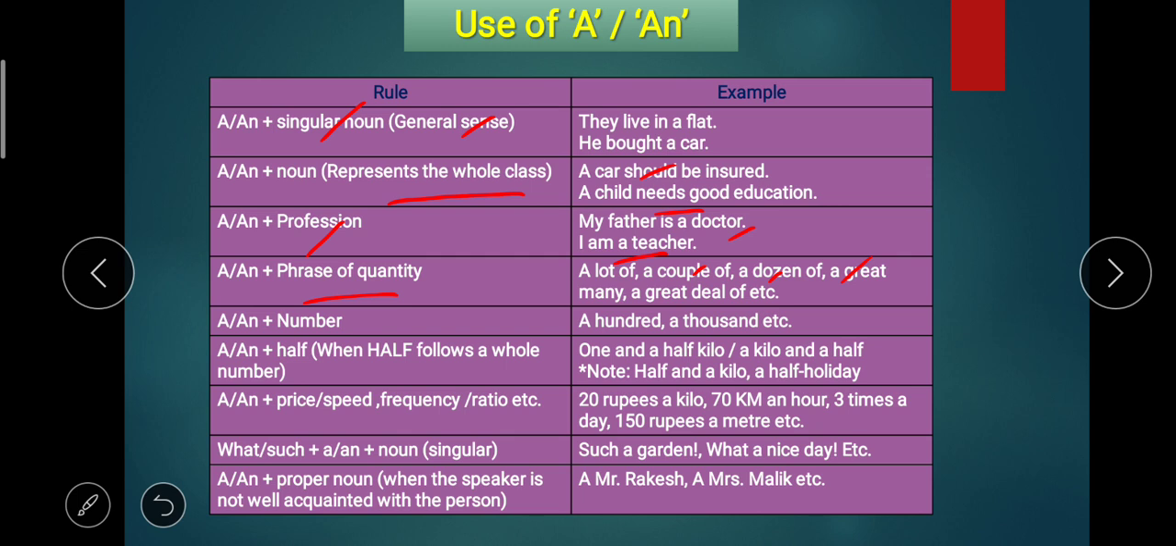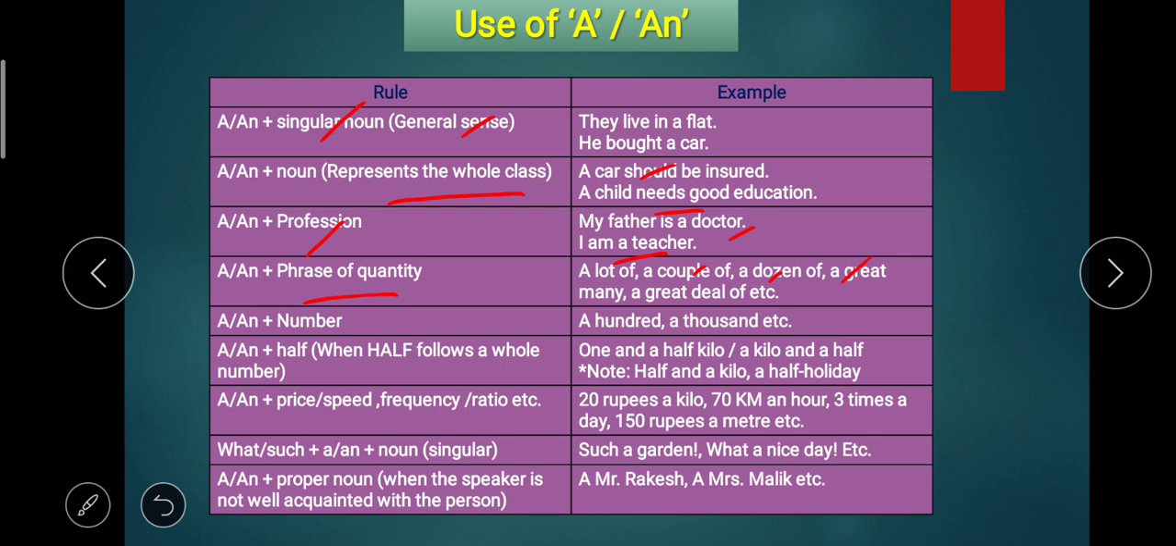Either we can say one and a half kilo. In this first example we are using a before the fraction, but in the second we are using it before the whole number as well as before the fraction. One and a half kilos, this is also accepted. We also can say half and a kilo or a half holiday. These are certain other examples.